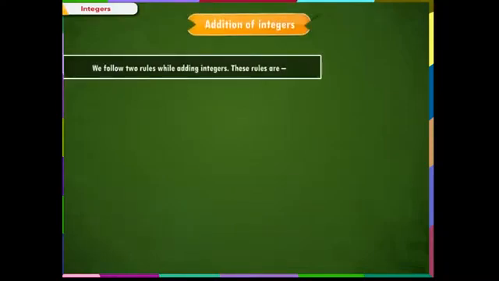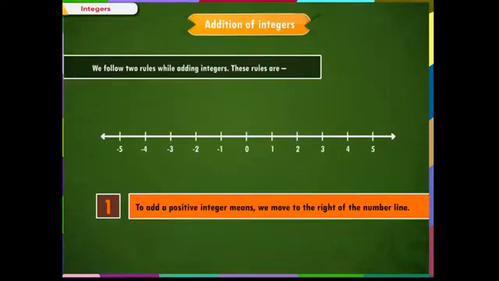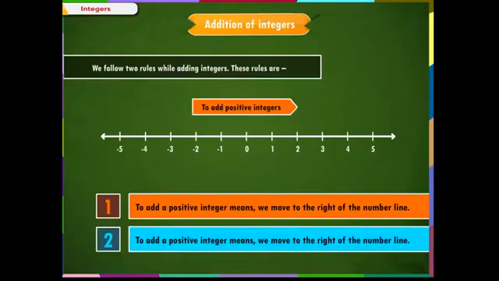Addition of integers. We follow two rules while adding integers. These rules are: 1. To add a positive integer means we move to the right of the number line. 2. To add a negative integer means we move to the left of the number line. Let us understand addition of integers using these examples.